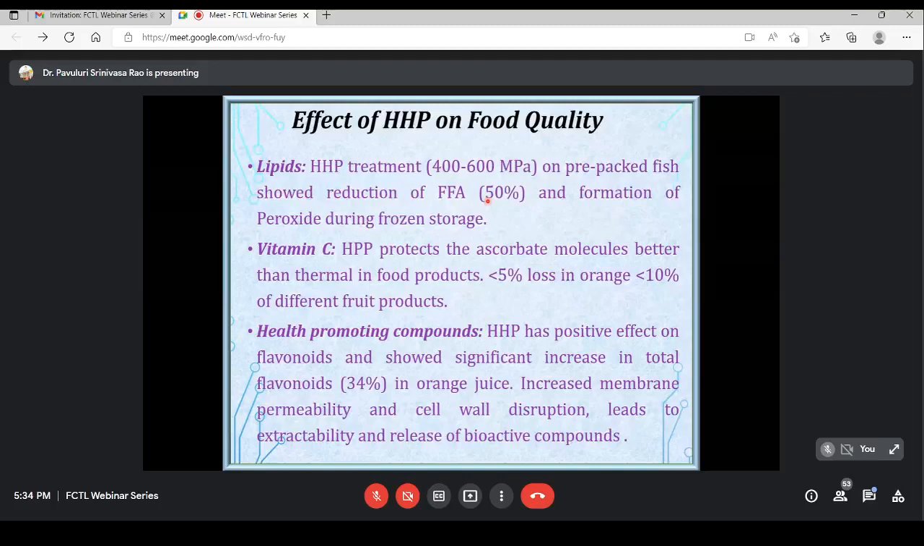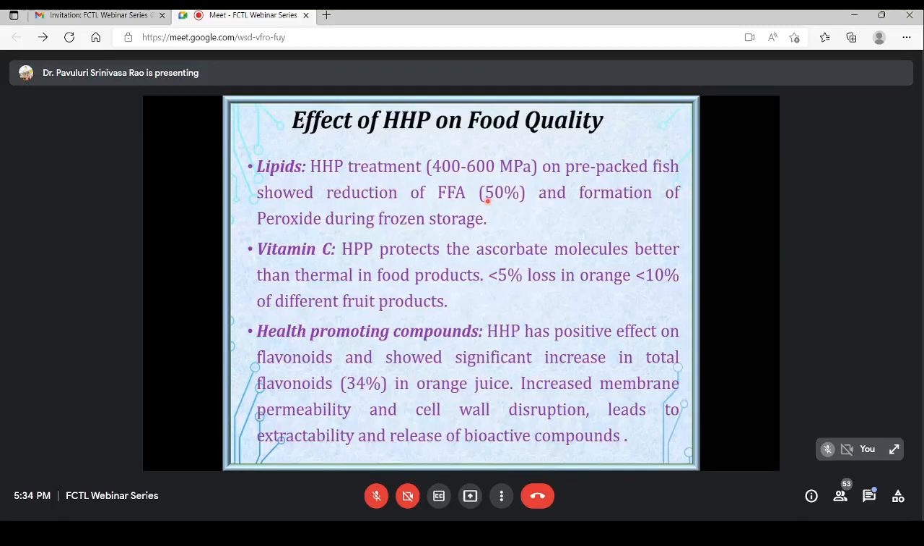Now in case of vitamin C, HPP protects the ascorbate molecules better than thermal methods, or maybe thermal processing. That's how this has been observed: a less than 5% loss in orange and even less than 10% in different food products, which is a major advantage compared to thermal processing in terms of protecting your vitamin C.